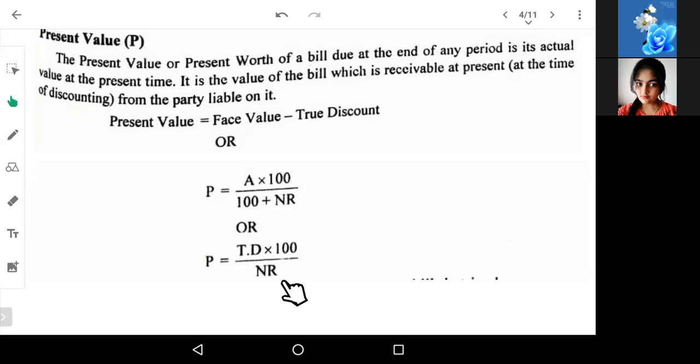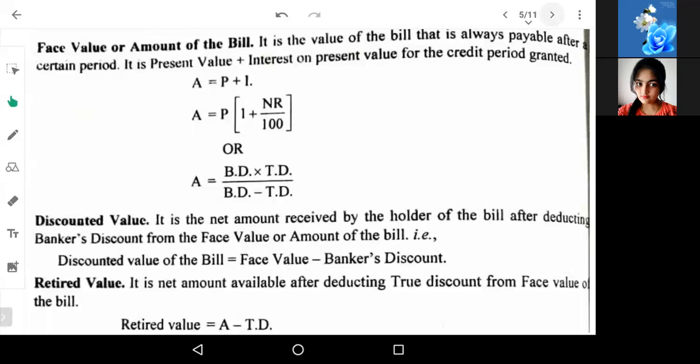Okay, today's worth of the bill we are calculating. So that is present value. Next, let us understand what is face value or amount of the bill. It is the value of the bill that is always payable after a certain period. Now, in our example of P and Q, P was supposed to pay 10,000 to Q, and that 10,000 which was payable will become the face value or amount of the bill.